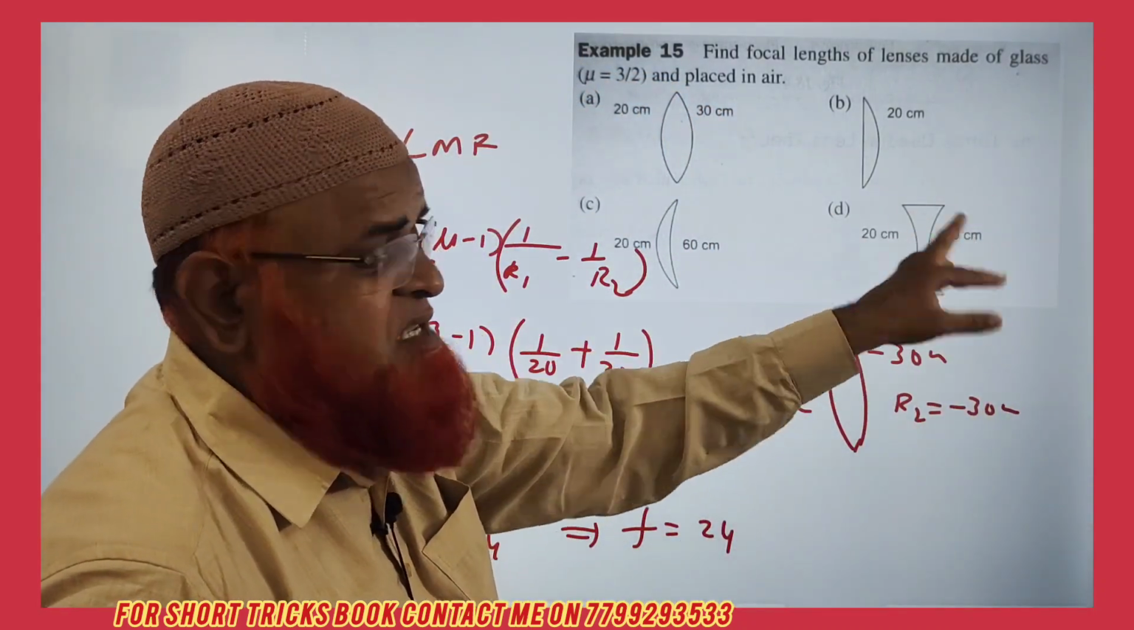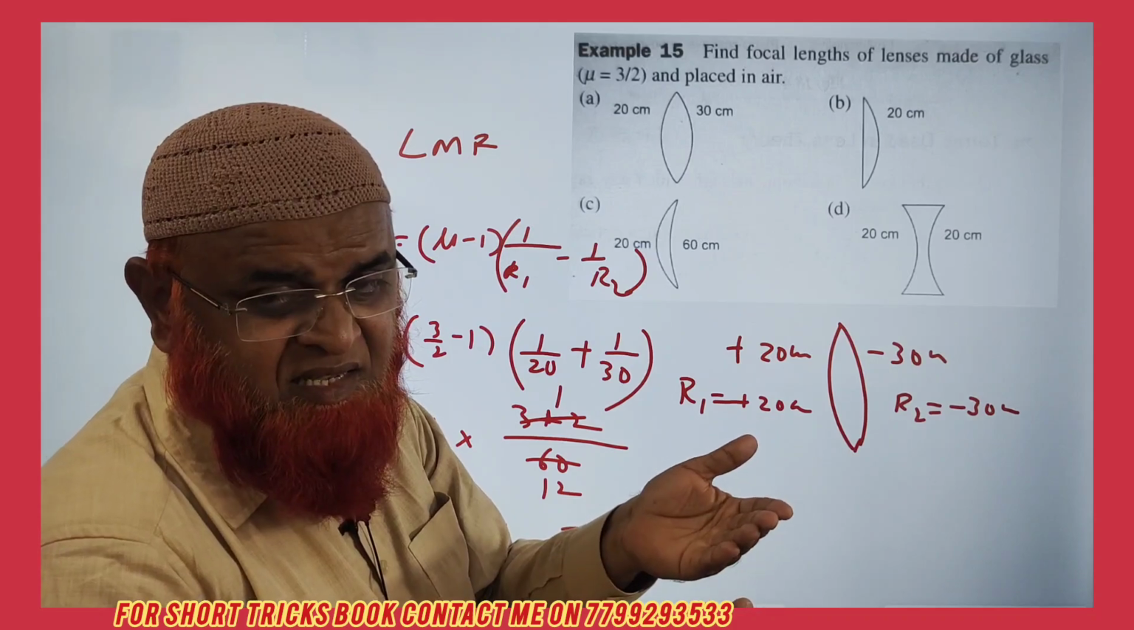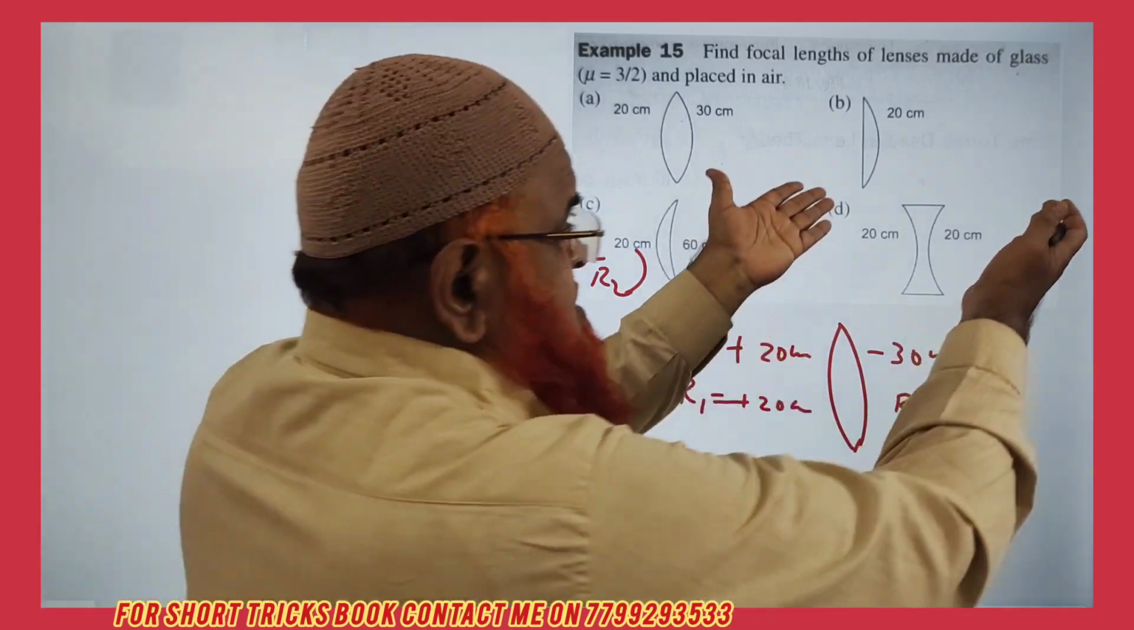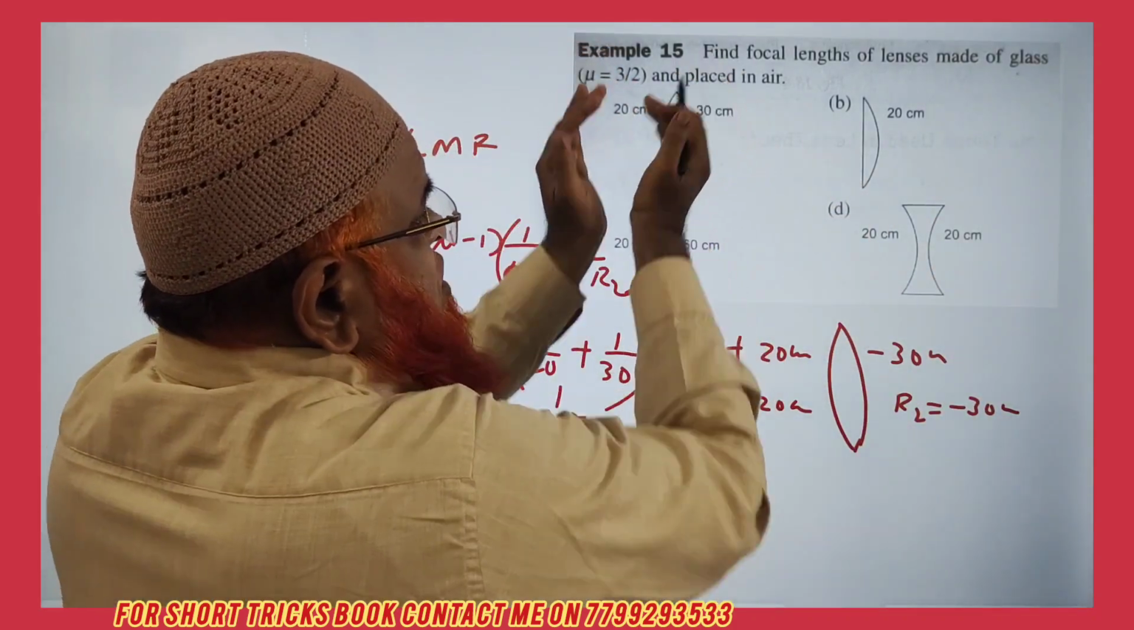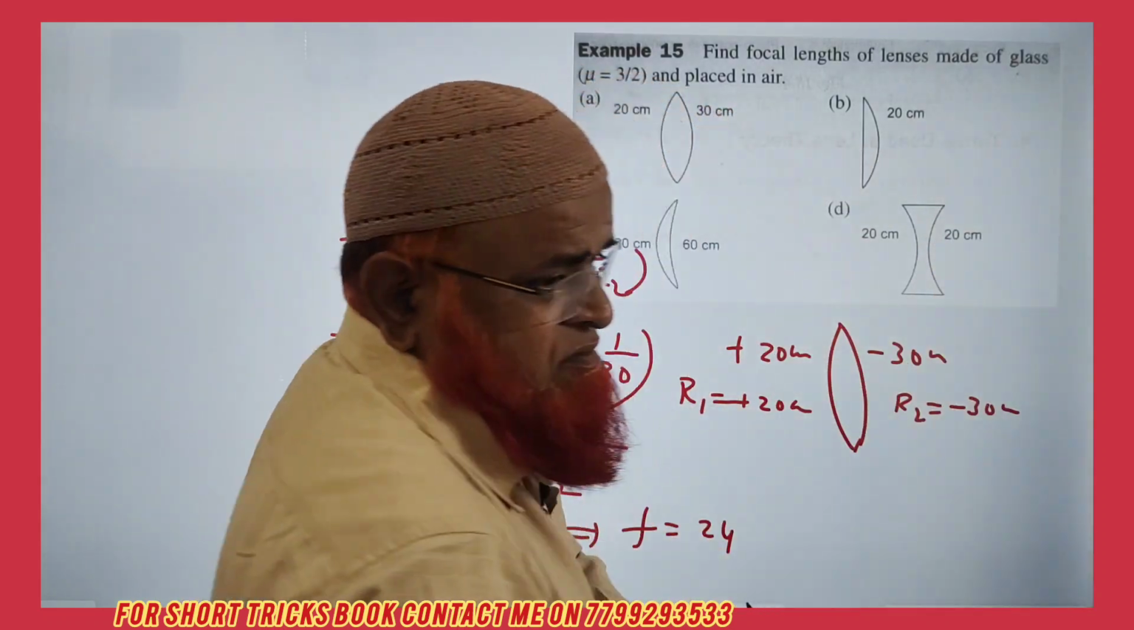Equiconvex, why? Because the radii are the same. Sorry, equiconcave. This is a concave lens. Bulging means convex. This is concave.